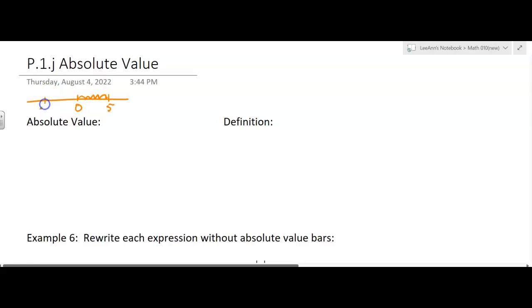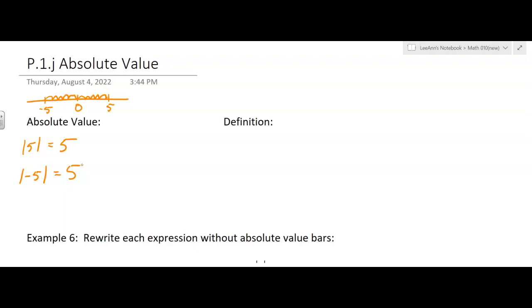But if you were at -5, that's also 5 units away from 0. Okay? So the absolute value of 5 is 5, but the absolute value of -5 is also 5. So we're talking distance, not direction. Think about it: if you lived on campus and you lived 5 miles to the east, and your friend lived 5 miles to the west, you're both still 5 miles away from campus, just in different directions.